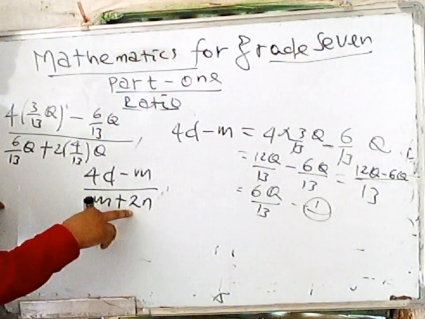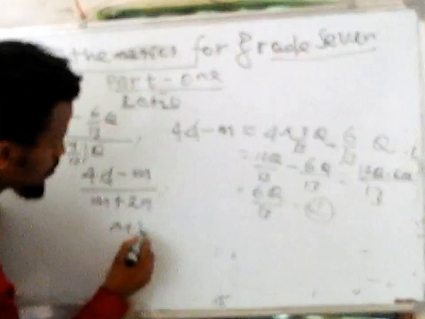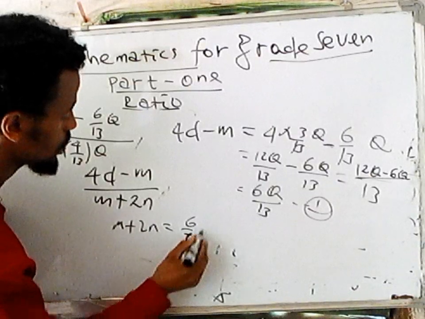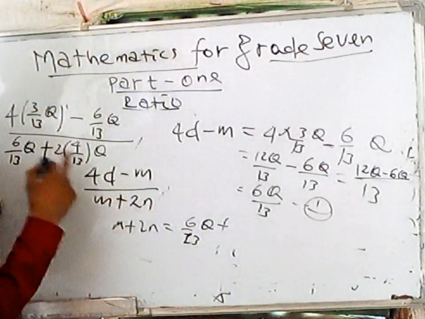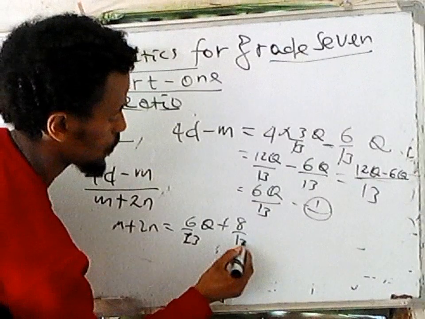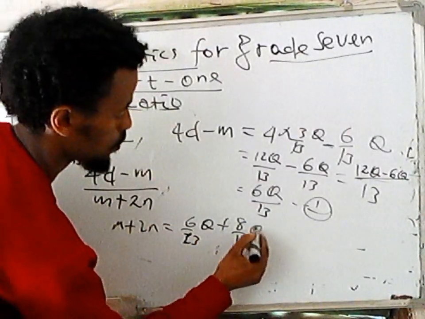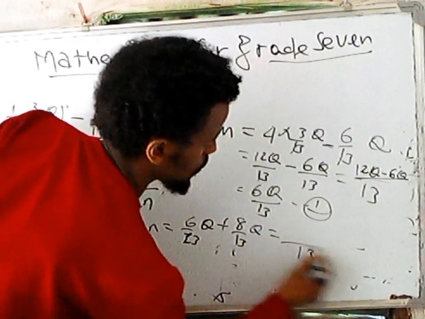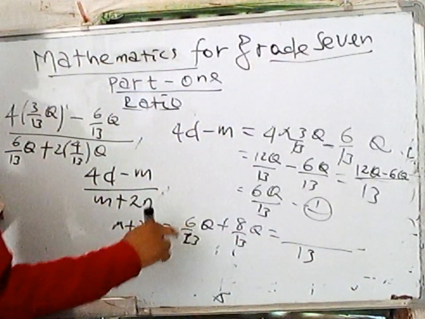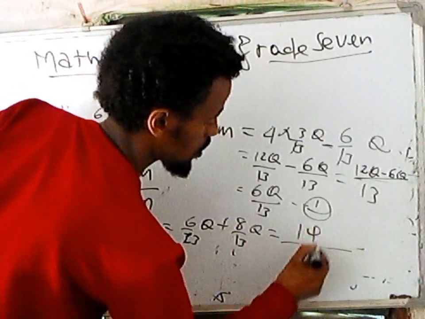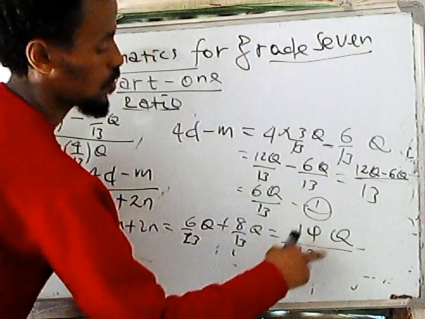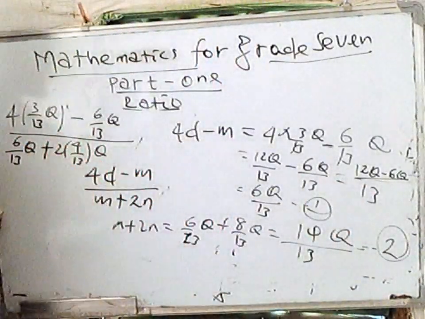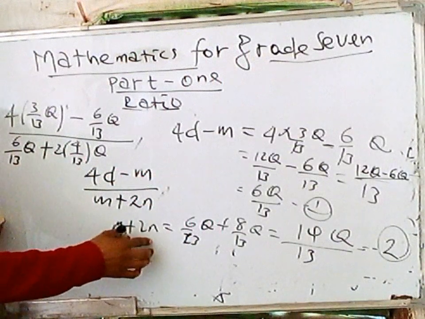What about m plus 2n? m plus 2n means 6 over 13q plus 8 over 1/3. That means 2 times 4q, with the same denominator. So take the same denominator, 6q plus 8q. That is 14q, 14q over 1/3. That is the value of what? m plus 2n.